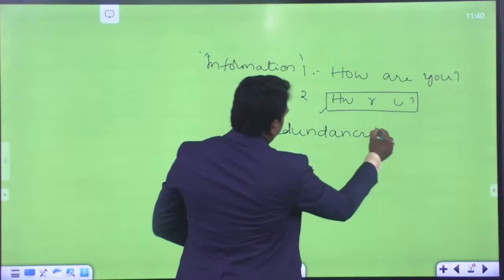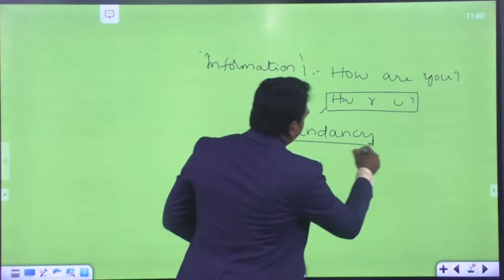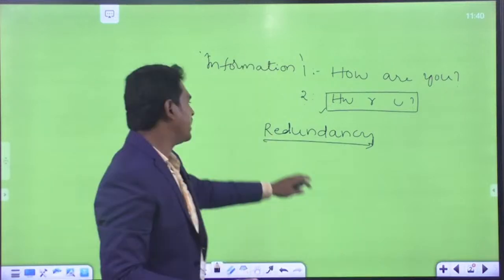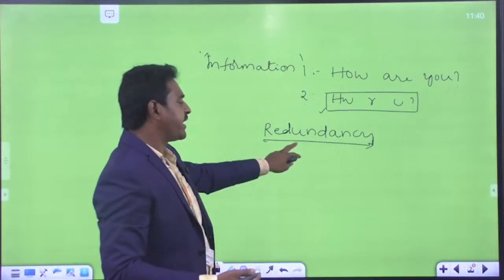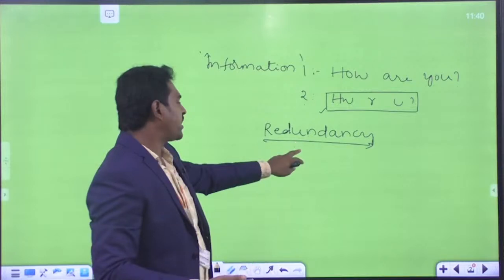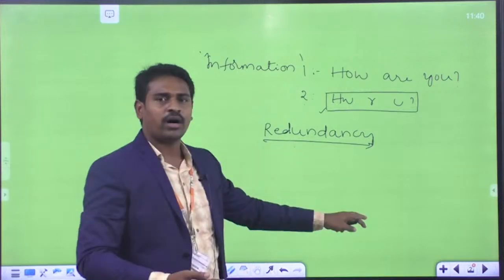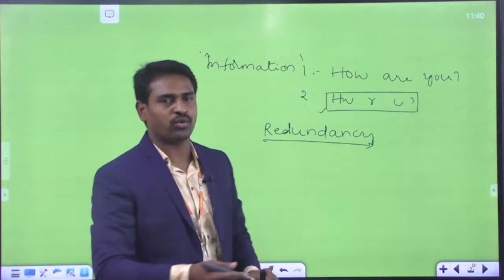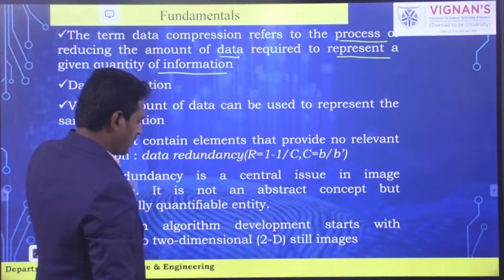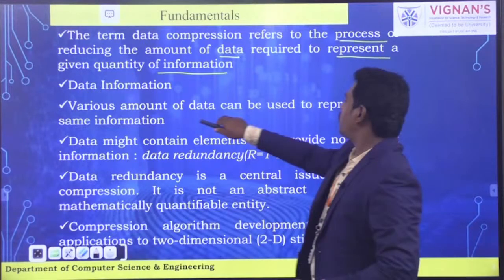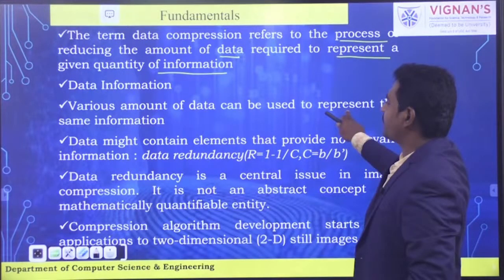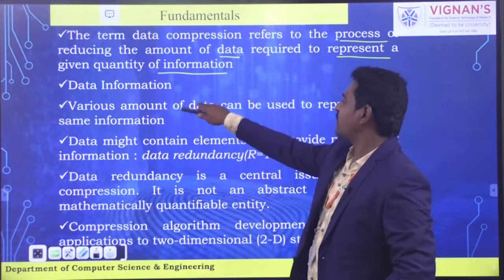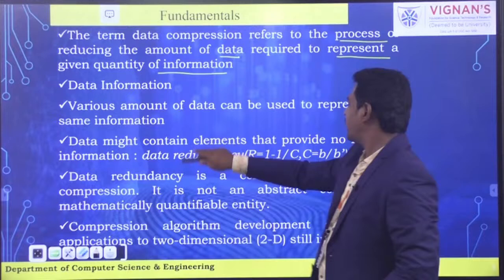So whenever I would like to perform data compression or image compression, I have to talk about these redundancies. What is redundancy, what are the different types of redundancies we have, and how are we going to eliminate the redundancies in images? Those are the things we are going to discuss now. Various amounts of data can be used to represent the same information. So whenever we use various amounts of data, there is a probability of redundancy.